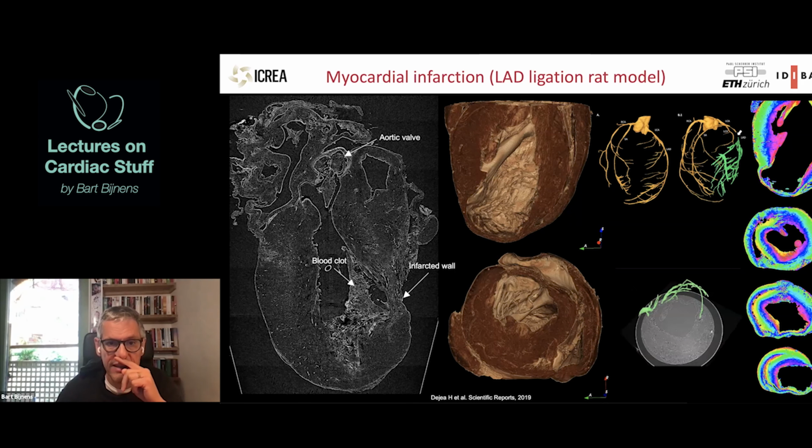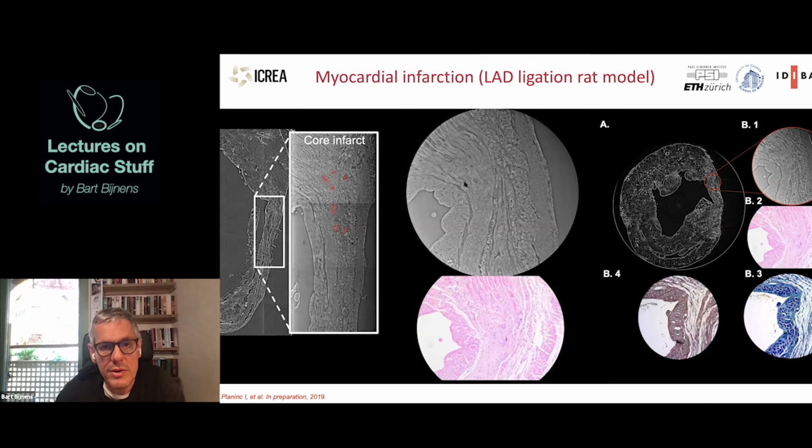And when you look in more detail, here are examples. So this is the synchrotron image, and this is the corresponding histology image. And what you now also nicely see is that there is a layer in the subendocardium and a layer in the subepicardium of a millimeter or something like that, which is actually totally preserved. And this is related to perfusion by diffusion.